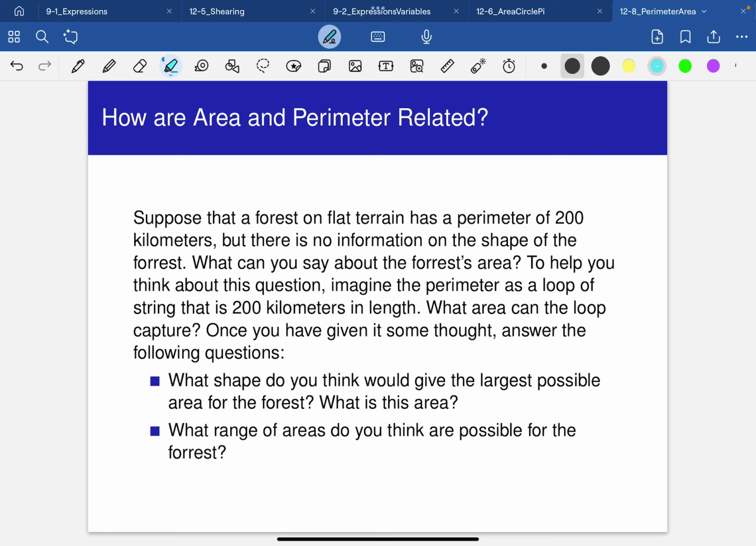And then what about the range of areas? Do you think if we know the largest, what other areas do you think are possible for the forest? Is it possible to have an area that's smaller than that? So think about those two questions, maybe make some sketches or drawings, and then just respond with your intuition in the discussion for this chapter.